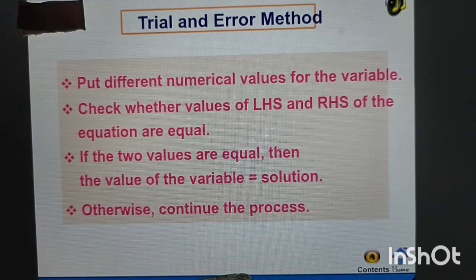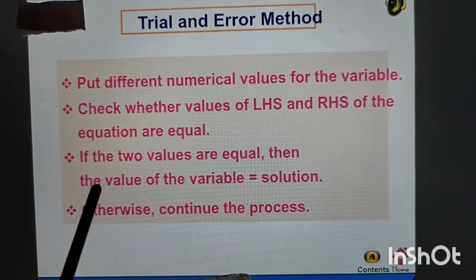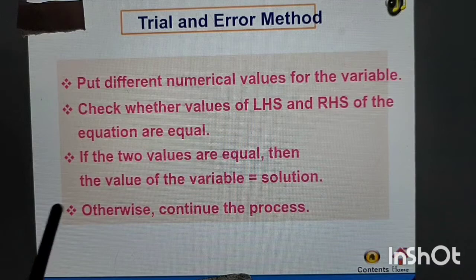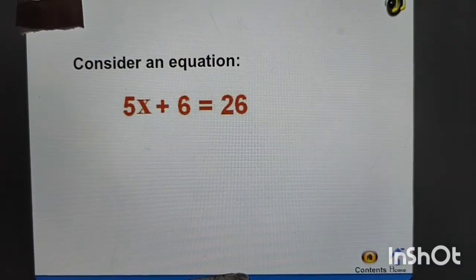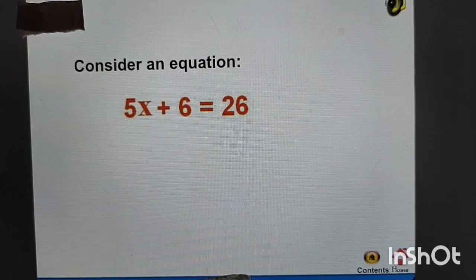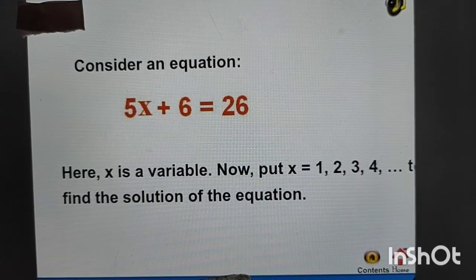So students, as you know the trial and error method, we try more and more values of the variable. Take the equation 5x plus 6 is equal to 26. Here x is a variable. Now put x is equal to 1, 2, 3, 4 to find the solution of the equation.